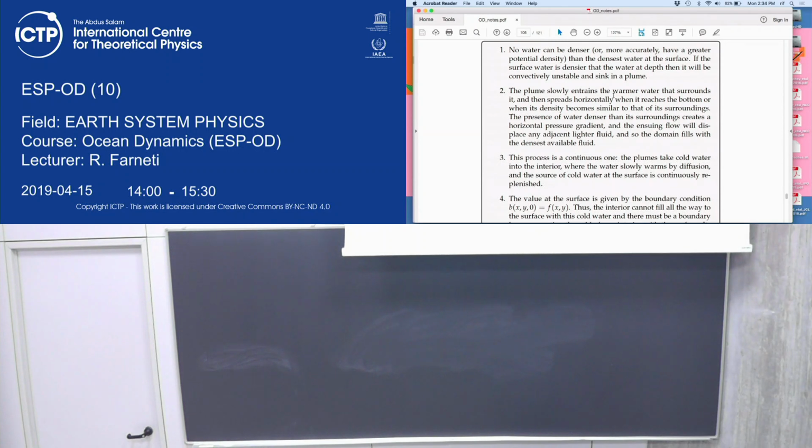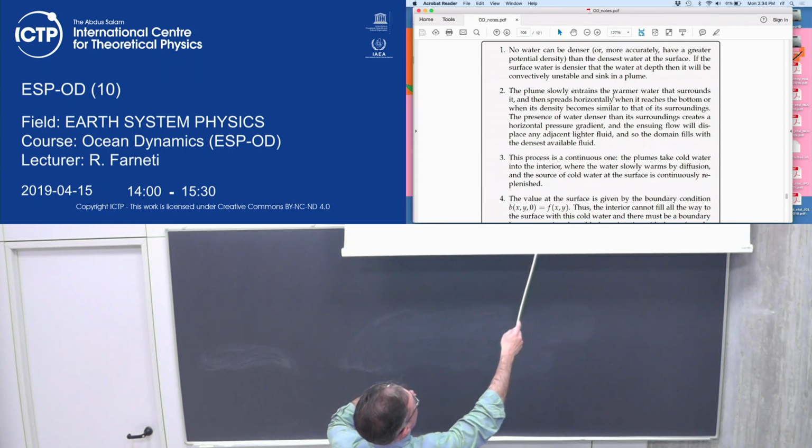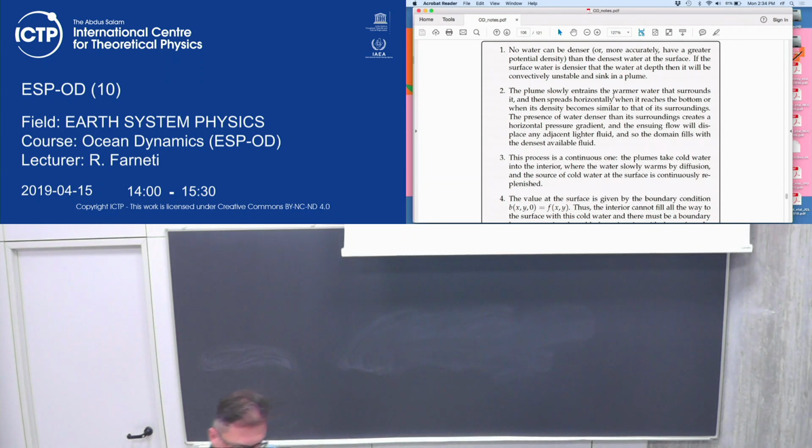No water can be denser than the densest water at the surface, of course, because if the surface water is denser than the water at depth, then it will be convectively unstable and sink in a plume. Okay, so you get very cold water at the surface, and that's the coldest water that you can form. The plume slowly entrains the warmer water that surrounds it and spreads horizontally after reaching the bottom. Because when this cold or dense water reaches the bottom, it creates a horizontal pressure gradient and starts spreading into the interior of the box. And so the domain fills with the densest available fluid.